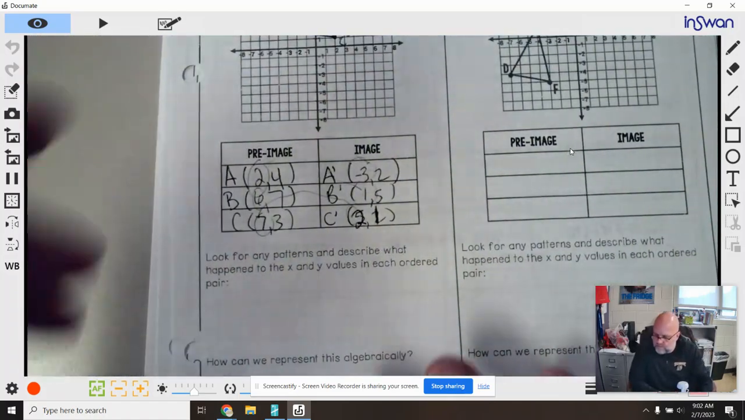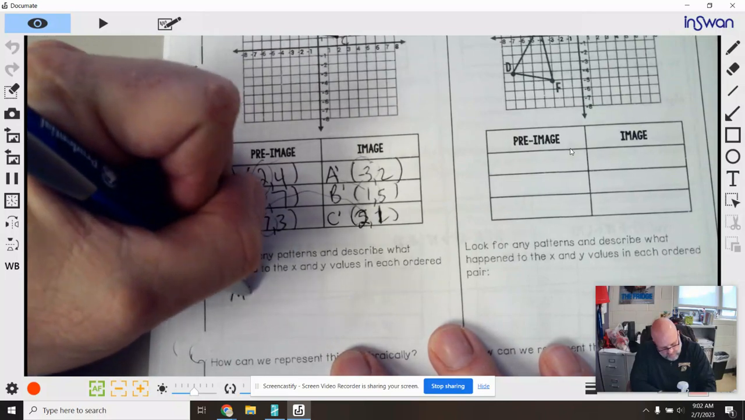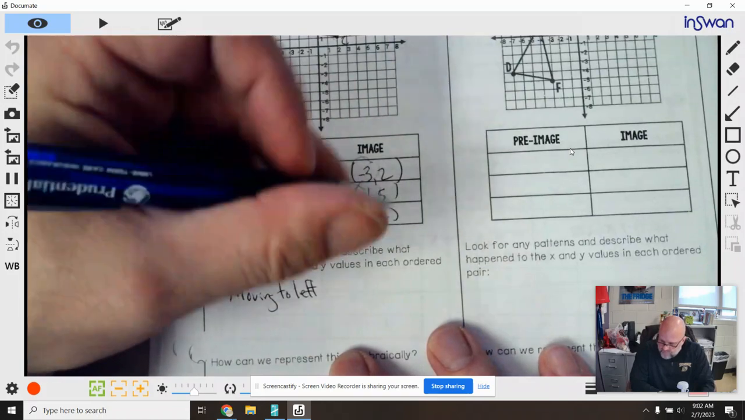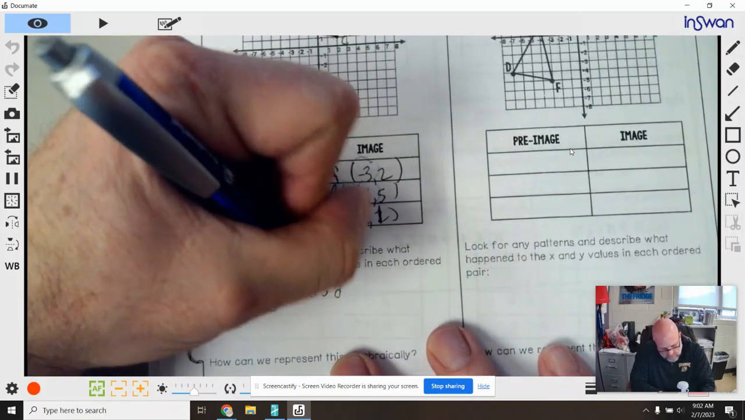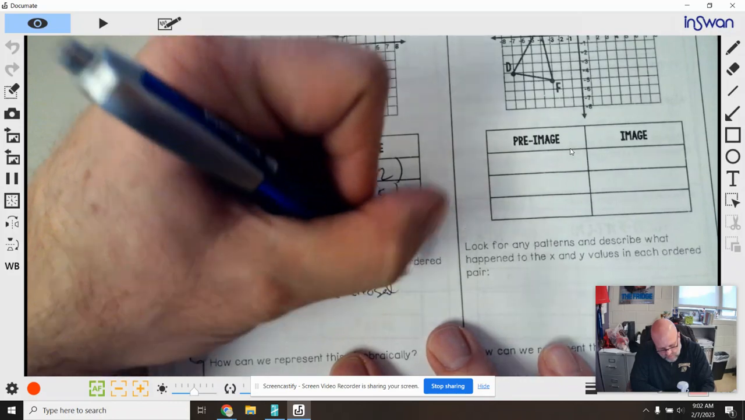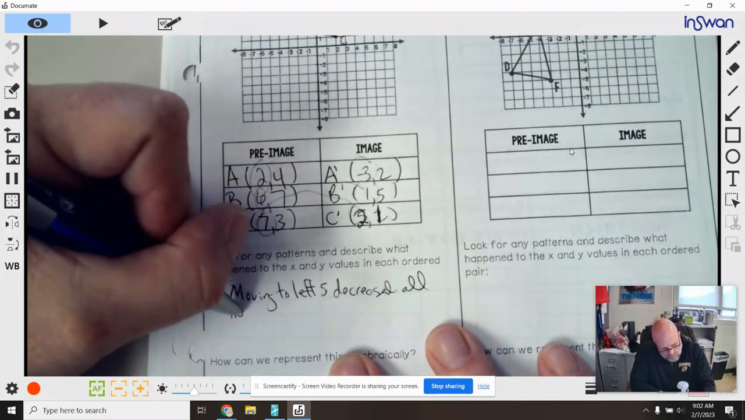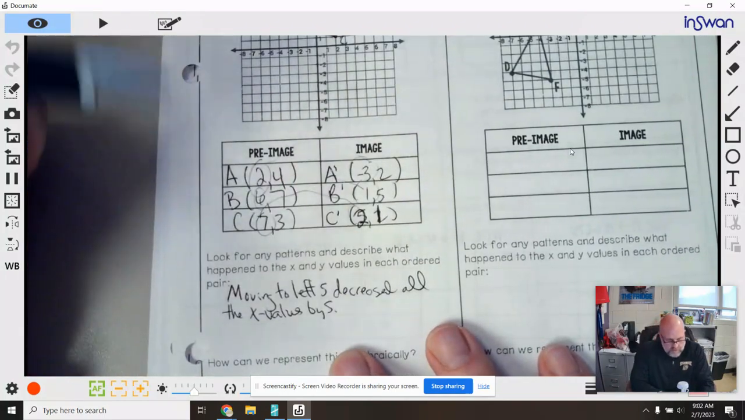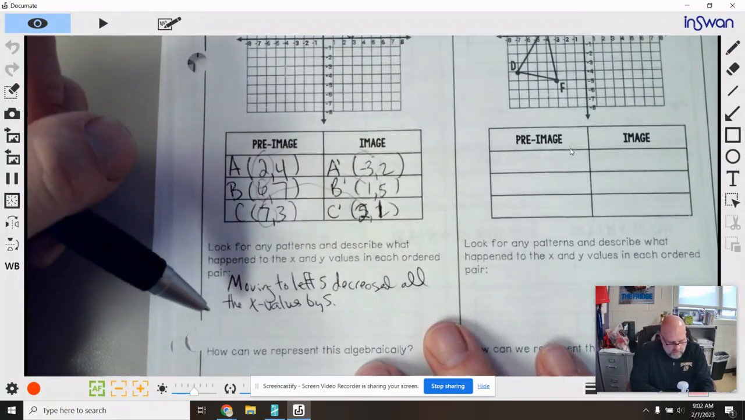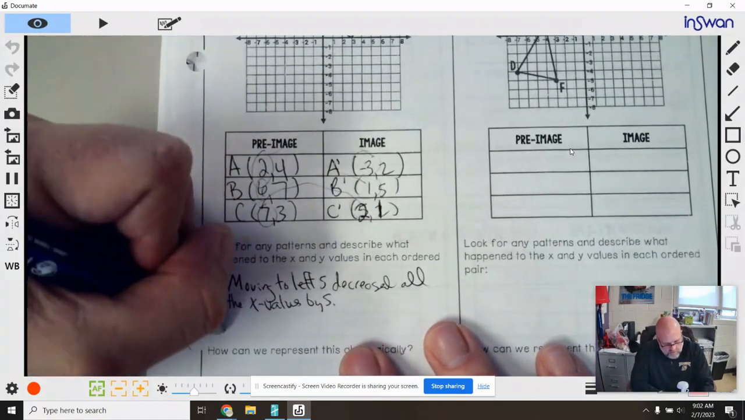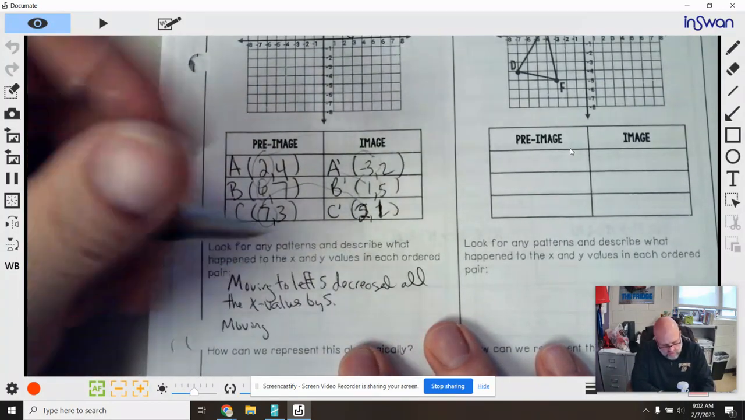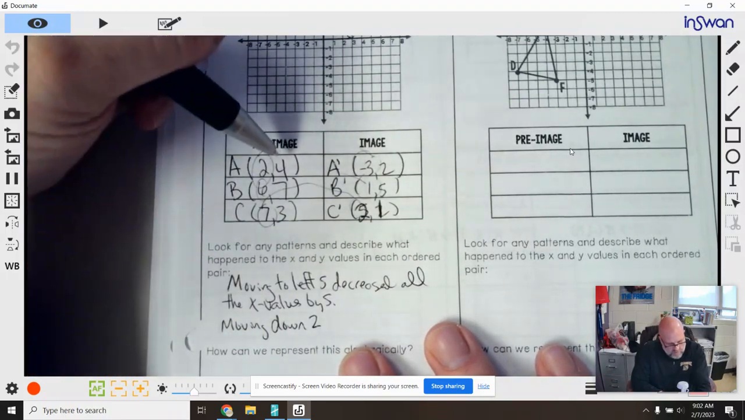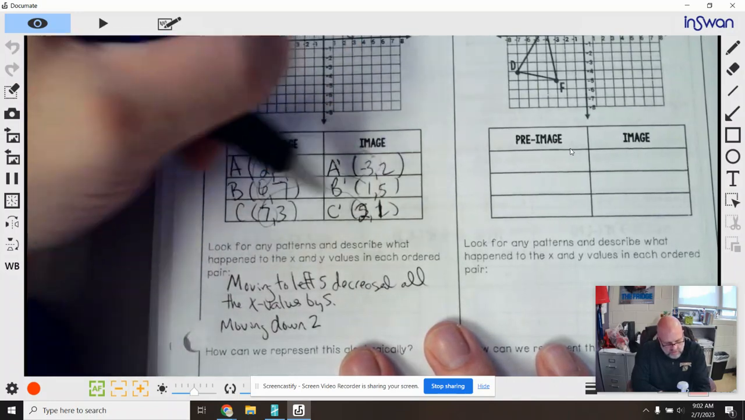So what's happened to our values? Moving to the left 5 decreased all the X values by 5. And that should make sense. If you go to the left on a number line, you're really subtracting. Moving down 2, you see what happened here? 4 to 2, 7 to 5, 3 to 1.